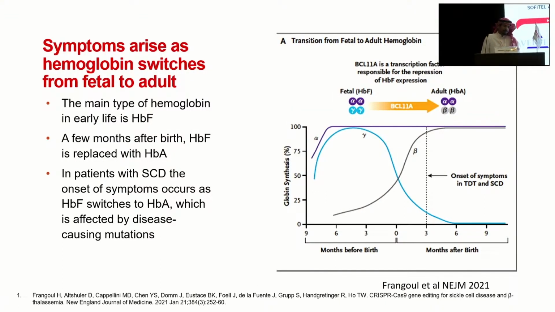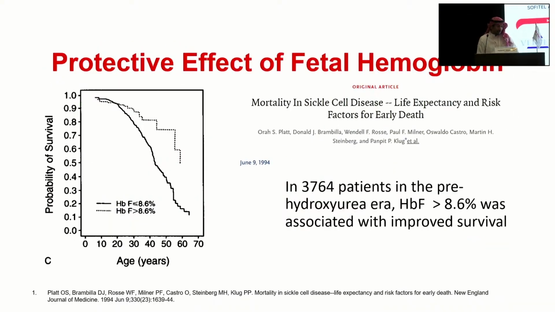As we know, in early life, hemoglobin F is the major hemoglobin, which contains 2 alpha and 2 gamma chains. After 6 months, the transition happens from gamma to beta, and you can see increased production of hemoglobin A. This is when the symptoms start if the patient has thalassemia or sickle cell anemia. Before the era of hydroxyurea, it was shown that if the patient has hemoglobin F more than 8.6, they have better overall survival compared to those with lower hemoglobin F.